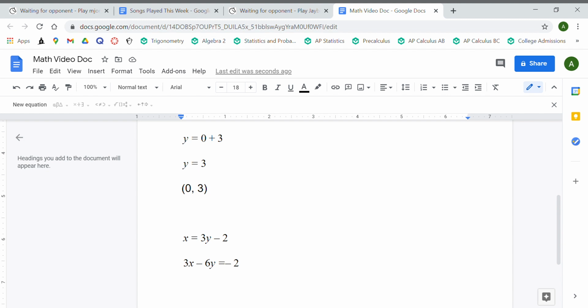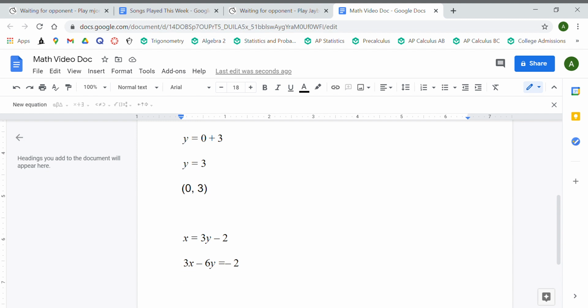Alright, hopefully you paused the video and tried to work this out on your own. And if you're stuck, don't worry, I'm going to help you. So we have x equals 3y minus 2, and then 3x minus 6y equals negative 2. We need to find the solution. However, look at this here. We have x equals 3y minus 2. So we can use this and substitute that in for x in this equation right here.